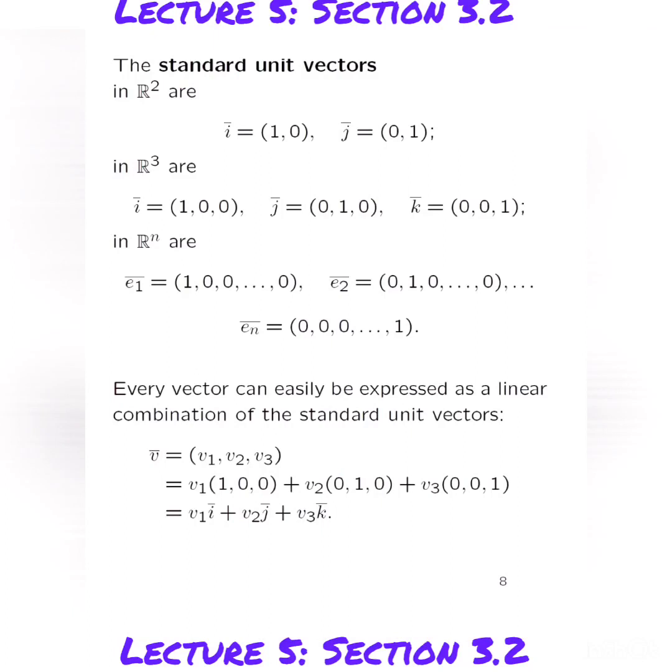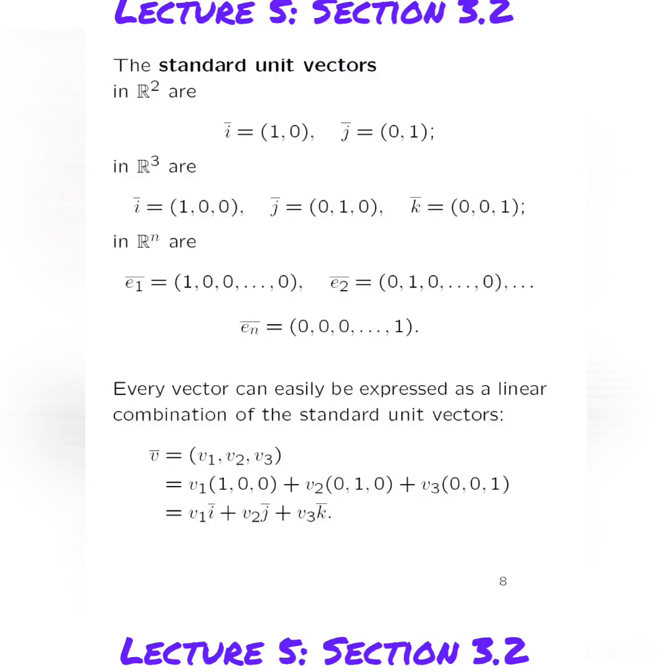Okay, so there we have the standard unit vectors definition. In R2, the standard unit vectors are (1, 0) and (0, 1) respectively. In R3, it's (1, 0, 0), (0, 1, 0), and (0, 0, 1). And in general, we can extend that idea to Rn, where the ith component will be 1 and all other components will be 0, for all indices i between 1 and n.